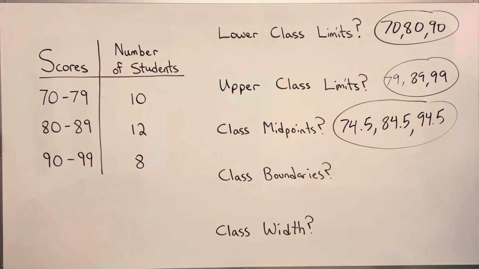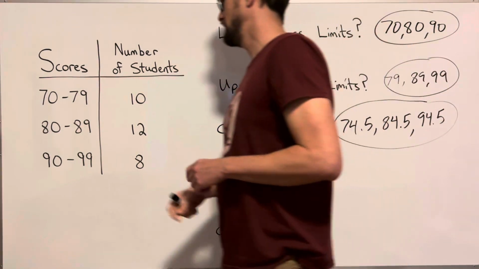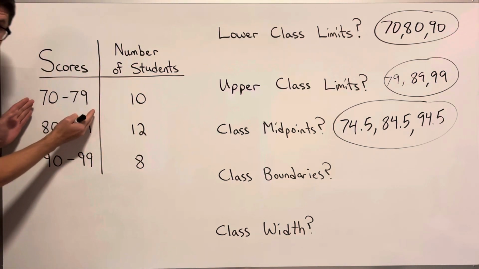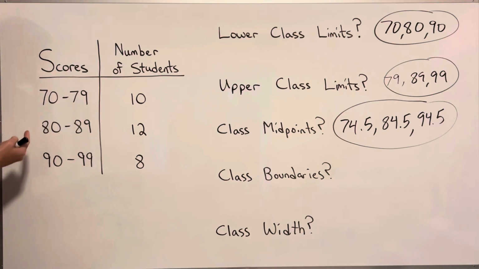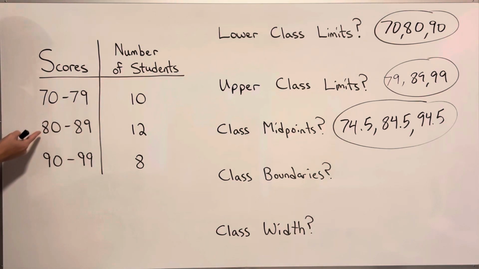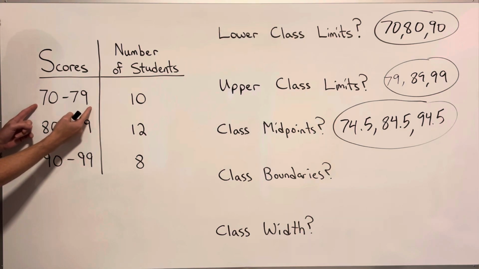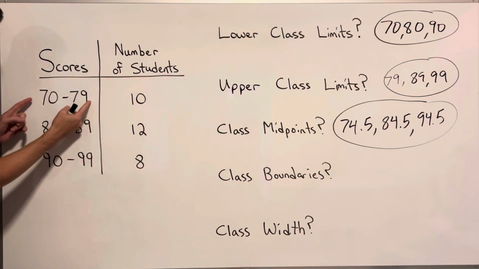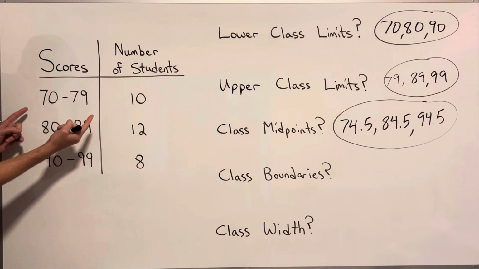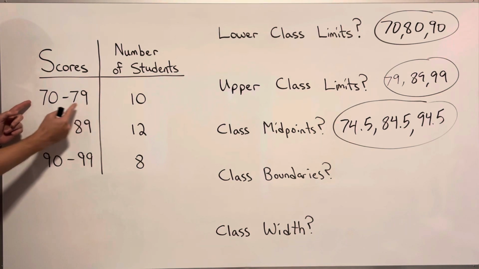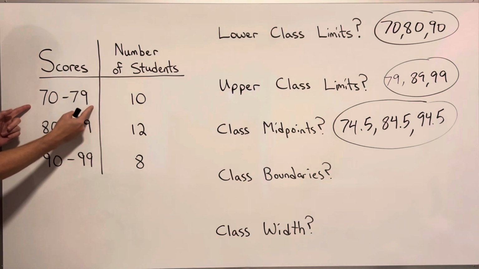The class boundaries are going to be the numbers that contain each class, but not including the gaps that are created by the lower and upper limits. You see there's a gap of 1 here between 79 and 80. The boundaries go halfway between 79 and 80. So the upper boundary for the first class is going to be 79.5. And then if we go 0.5 below 70, we get 69.5. So the boundary here would be 69.5 to 79.5.